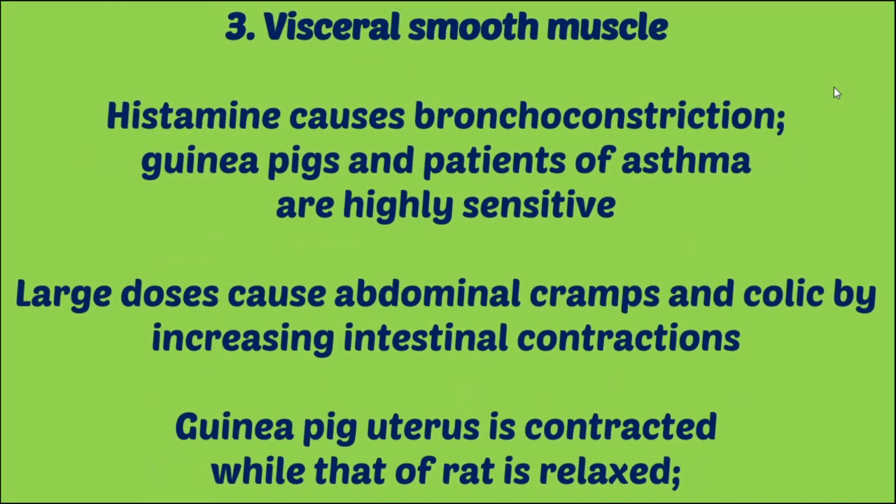Moving on, visceral smooth muscles. So histamine causes bronchoconstriction. Guinea pig and patients of asthma are highly sensitive. So in asthma, what happens ultimately? There is a bronchoconstriction due to any allergic reaction.